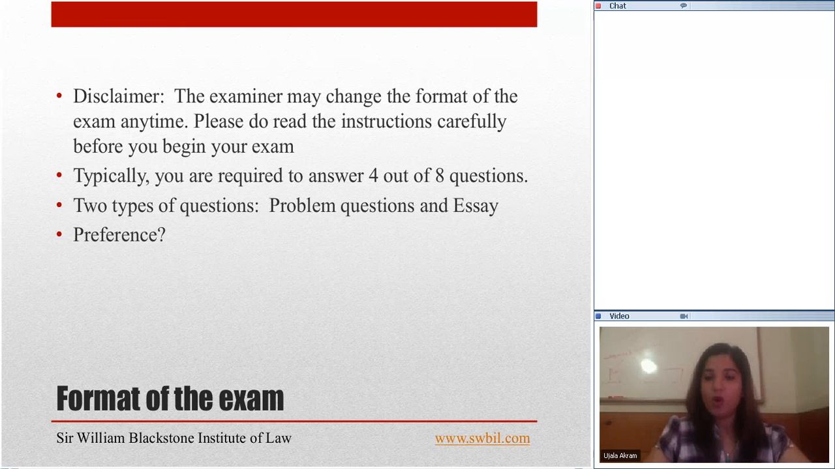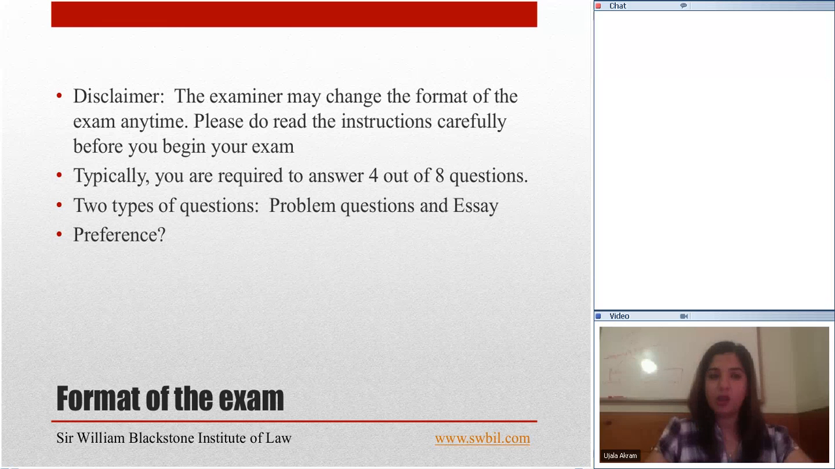Another important thing, always remember, while attempting a problem question, you must argue both sides. You must argue for both sides. So I've seen a lot of students who had this problem that they just argued one side for one party. For example, they just argued for the defendant, and they just didn't argue for the claimant side, and they had difficulty getting good scores. So I'll give you a tip today.